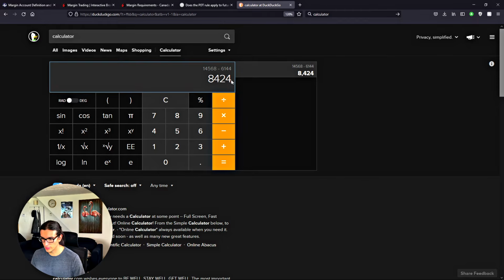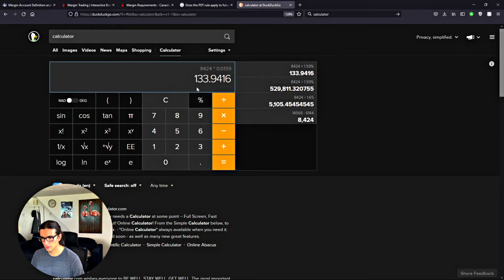So the broker is loaning you 8,424 times 1.59% equals $133.9. This is the amount of money you're going to be paying the broker for interest if you hold this trade for 1 year. Since the moment you bought it, 12 months after, you would have paid your broker $134 in margin interest for that 8.5 grand that they're loaning you as 70% of your trading position.